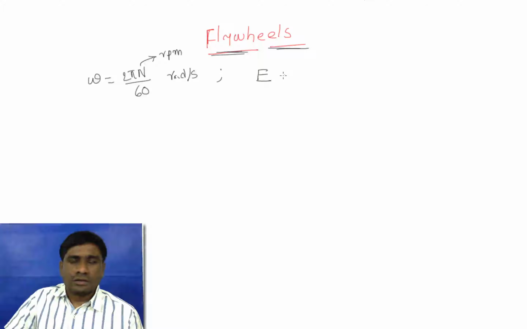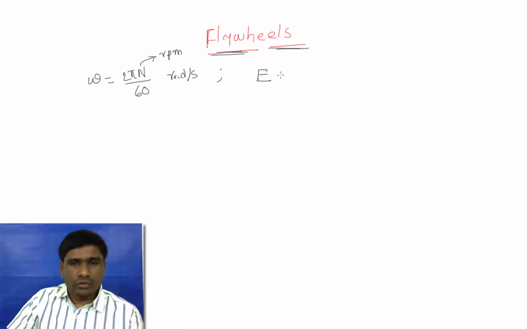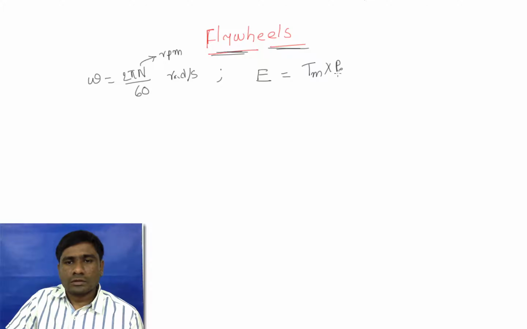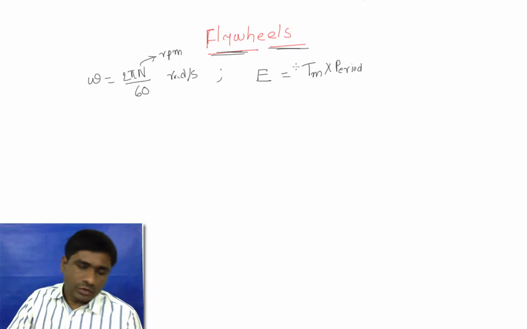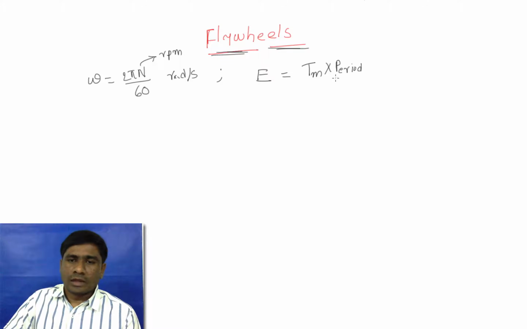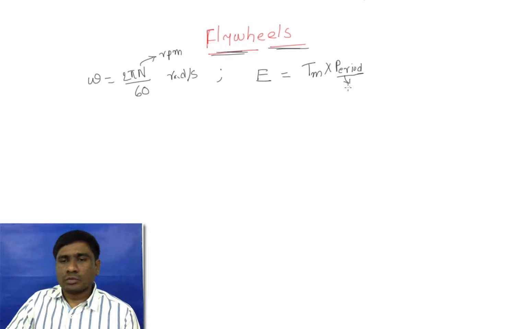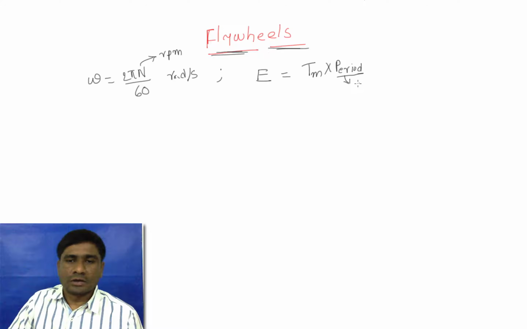I would like to recall the formulas that we have already derived in this or the previous sessions. First, the area under the torque diagram equals mean torque into the period of that particular engine. Here this period is in terms of radians, so it could be either 2 pi or 4 pi, depending on the period of that particular function.